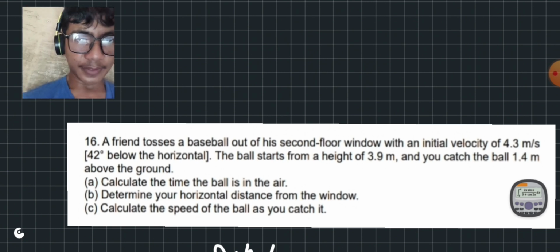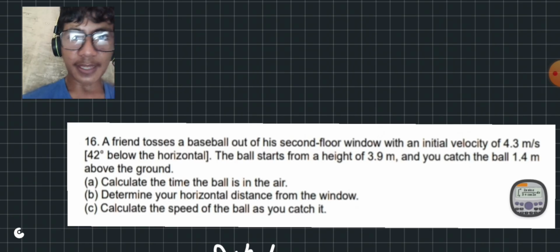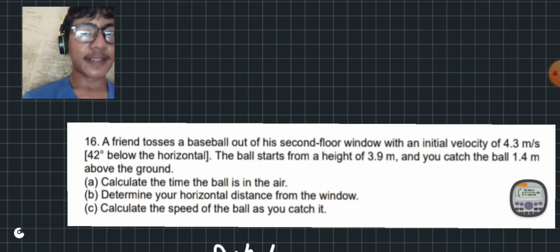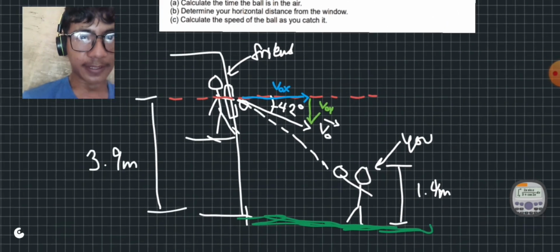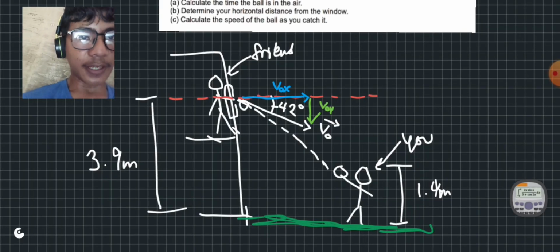So, to get an understanding of the situation, we must have a full picture of it. So I've drawn it out for you. So here it is. Okay, so there are two people here. It's you and your friend. Your friend is 3.9 meters above the ground, and he throws a baseball, and you catch it at 1.4 meters. That's it. You catch the ball.